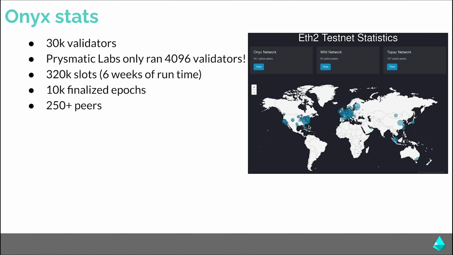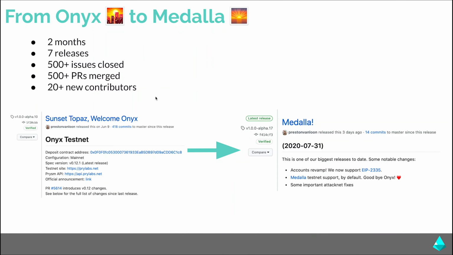Quick look at the Onyx stats before we sunset. There were 30,000 validators. Prysmatic Labs only ran 4,000 validators, so that's about 10% of the network. And there were 300,000 slots, 10,000 finalized epochs, and about 250 to 400 peers in the network. In the next few slides, I'll go over some of the lessons learned, what we worked on, and some of the exciting things that happened.